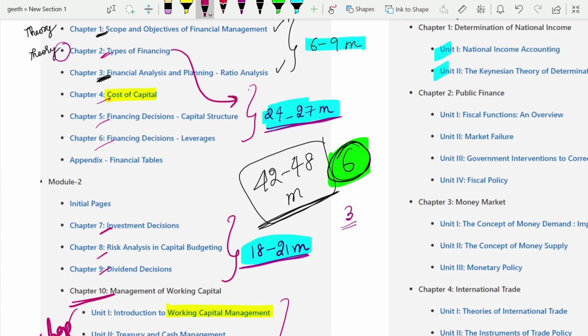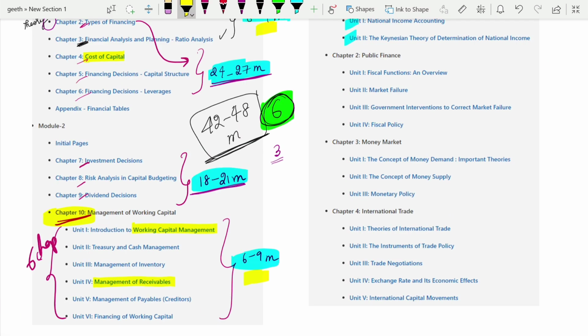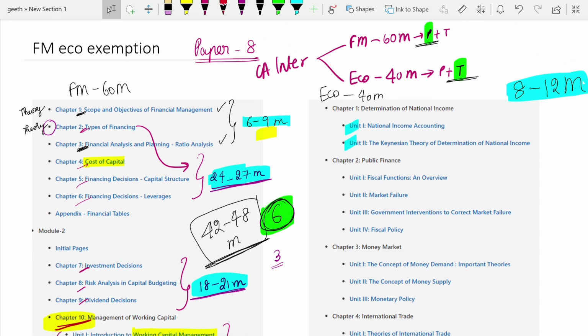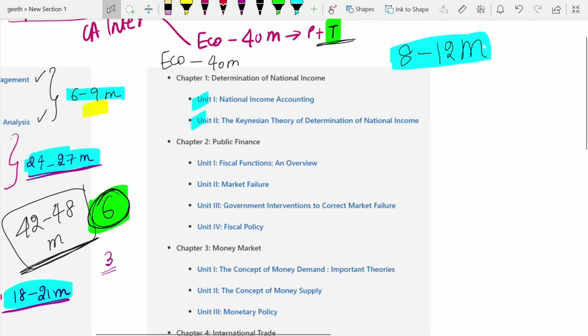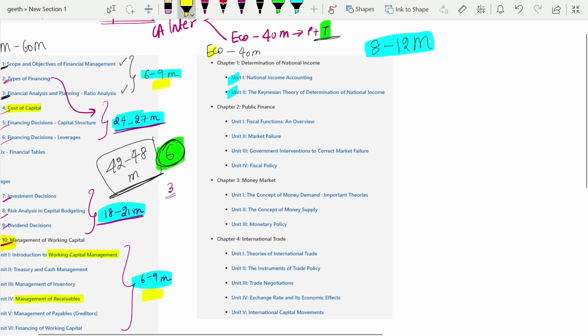Now after you have studied these 6 chapters, there is chapter 10 block, under which you have 6 parts. It is quite a huge part, and studying that huge part just for 6 to 9 marks, I don't think it is worth it. Okay, and also in the first part you have both theory and ratio. Ratio chapters also a few people find a little complicated because there are a lot of formulas that you'll have to remember. Okay, so we'll first start with the easy part. So once you have completed those 6 chapters which I told you in financial management, you will have to move to the next one, which is economics.